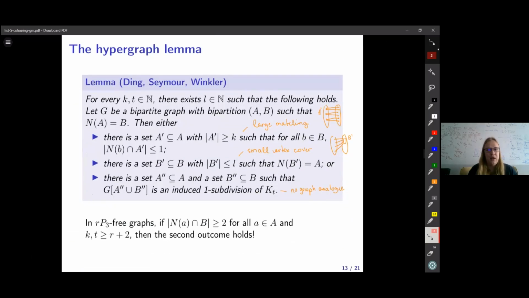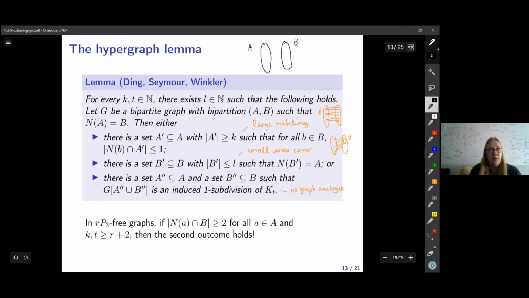So this looks complicated, but I will tell you what it means. In a graph, you always get a small vertex cover or a large matching. In a hypergraph, that's not quite true, but mostly true. And the way it's true is that if you look at a hypergraph here, I'll look at the bipartite graph of its vertex and edge incidences. So look at a bipartite graph, A and B, and I want to arrange that every vertex in B has a neighbor in A.